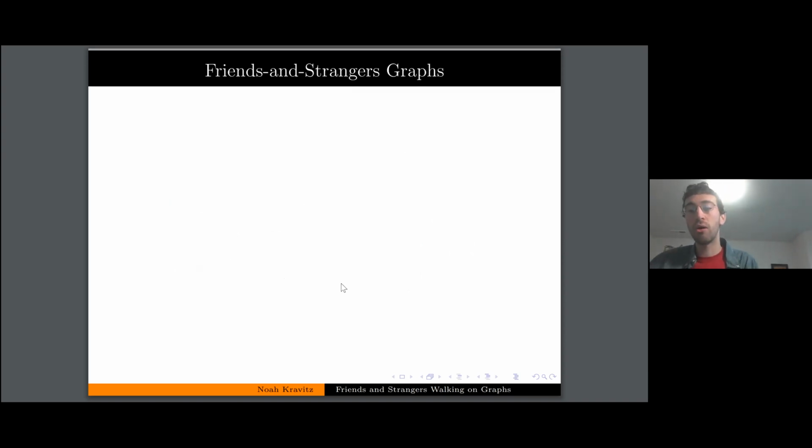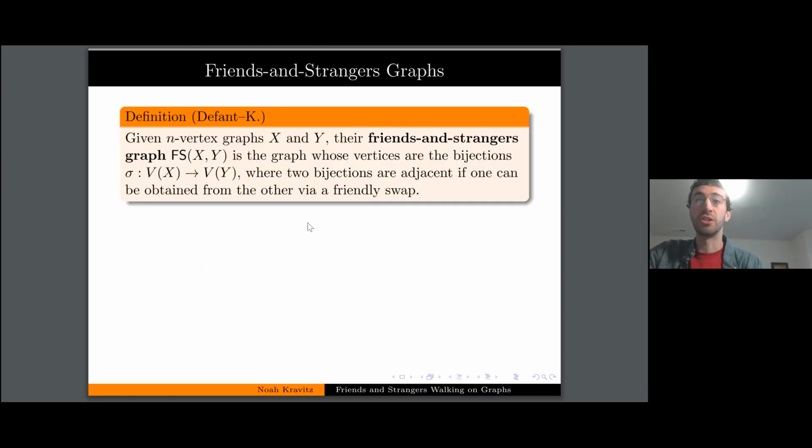Okay, so now I'll formalize this notion. And this is the key new definition. So we're given n vertex graphs, X and Y. We think of X as the graph that's being walked on, and Y is the graph that encodes friendships. And then we define the friends and strangers graph, FS of X, Y, to be the graph whose vertex set is the set of all bijections sigma from the vertex set of X to the vertex set of Y.